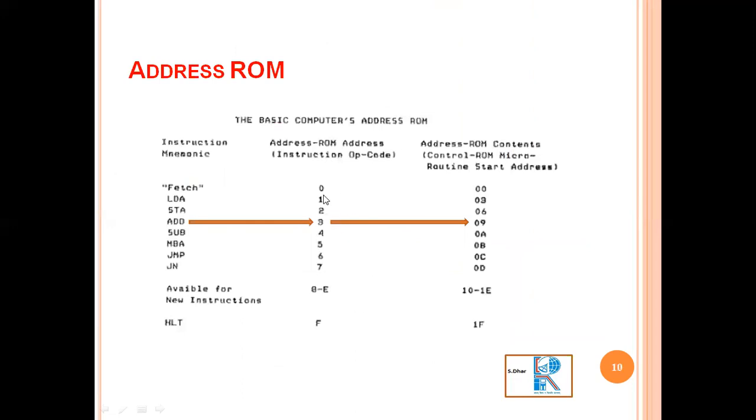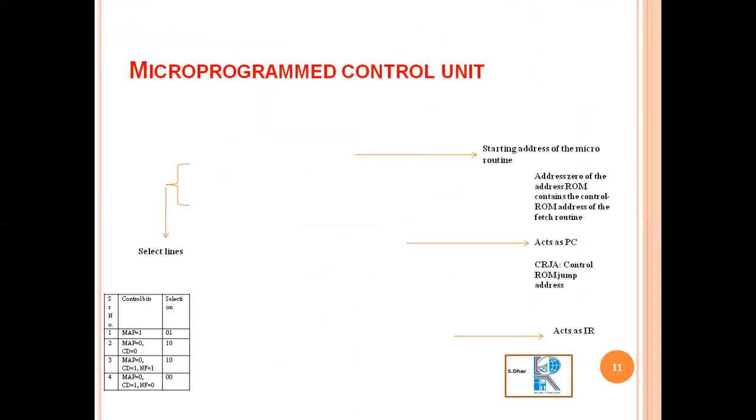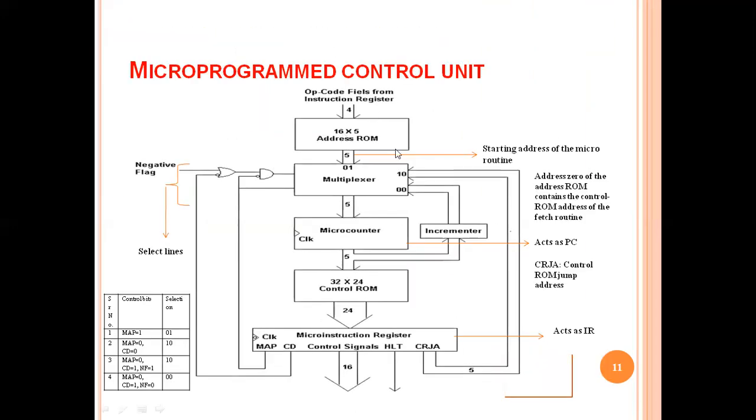Clear? Here there will be 16 entries, because 2 to the power 4 means 16, and 5 is because this is the starting address of the subroutine. So this is the 16 by 5 address ROM. Clear? This is the control ROM, this is the address ROM. 2 ROMs are used.